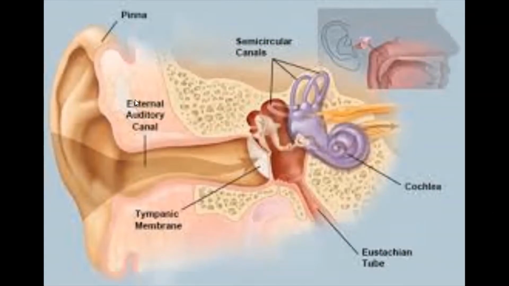Today we'll be discussing the anatomy of the external ear. The ear is composed of three parts: the external ear, including this canal, then the middle ear, and then the inner ear. Today we'll be talking about this part, the external ear.